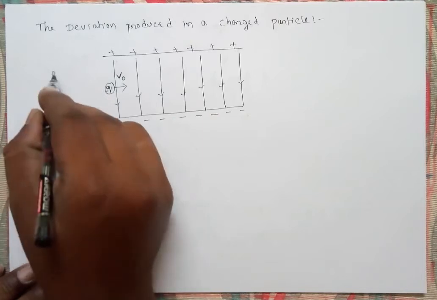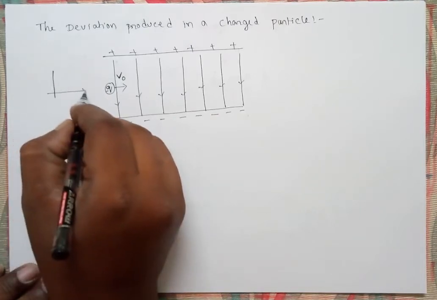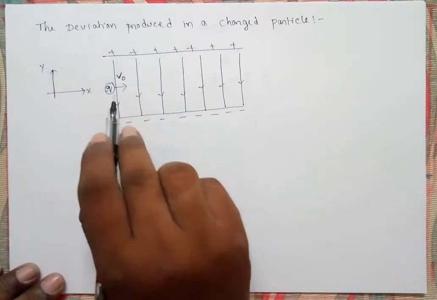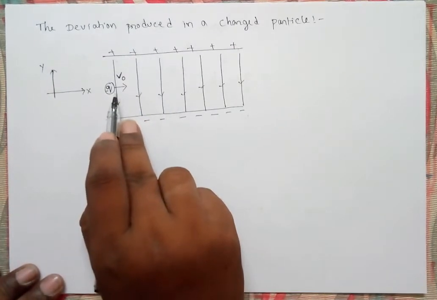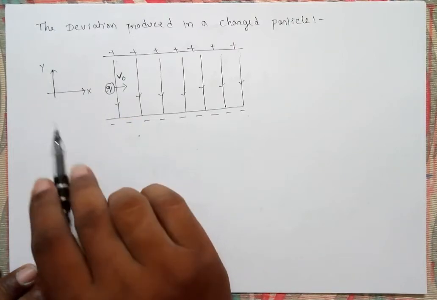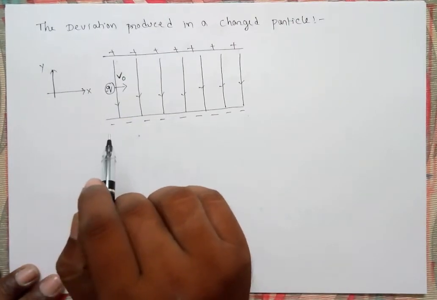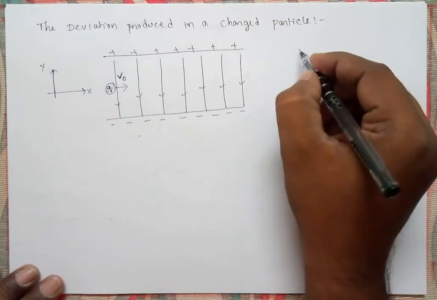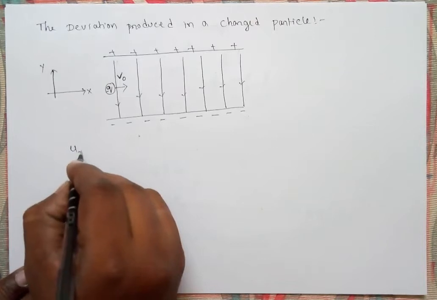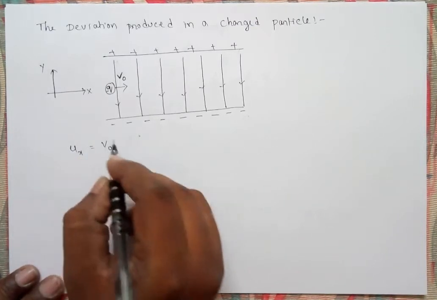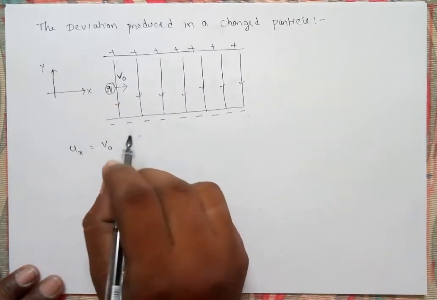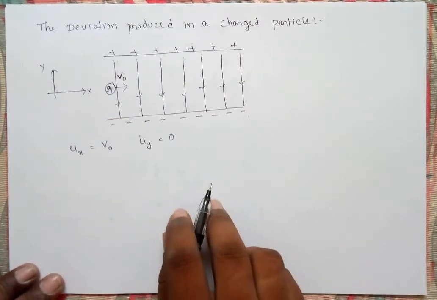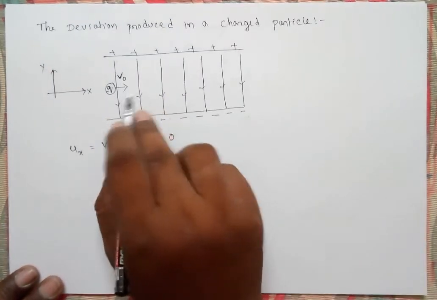If you take the coordinates, this is the x-axis and y-axis. Initially we provide the velocity along the x-axis only, but along the y-axis the velocity is 0. So these are the initial conditions I am taking. Here the initial velocity ux is equal to v0, but initially there is no velocity along y, so uy is equal to 0.